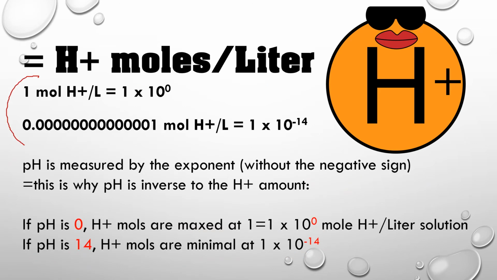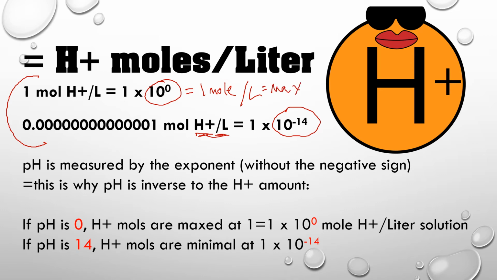So here we have this again. I wrote this up here just so you could refer to it. Here's the 10 to the negative 14. That's the tiny amount of hydrogen ions in a liter of solution. Here's 10 to the 0. That's the maximum amount. That's 1 mole of hydrogen ions per liter of solution. That's the max.